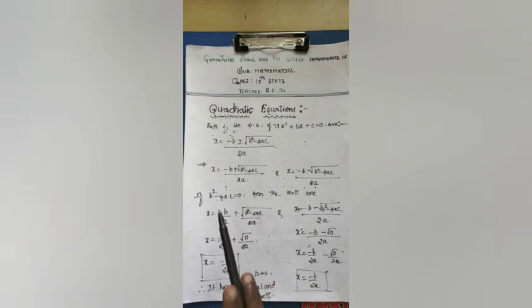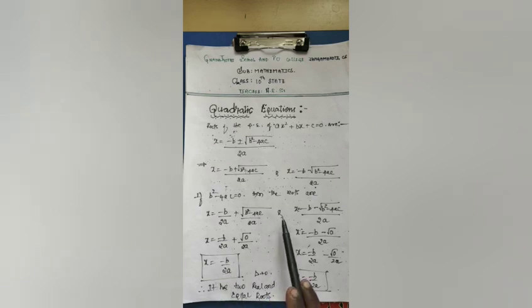So we know that if delta is equal to 0, then the roots are equal. So here, instead of b² - 4ac, we should take 0. We know that the square root of 0 is 0, and 0 divided by anything is always 0. So we get x = -b/2a.